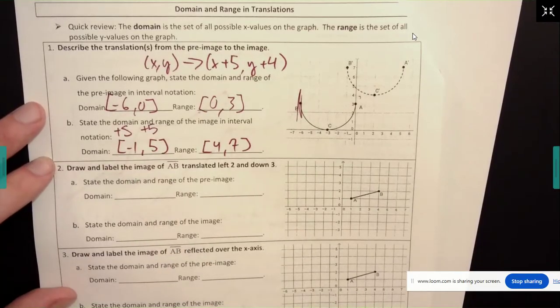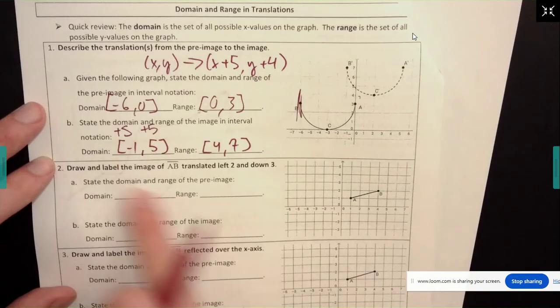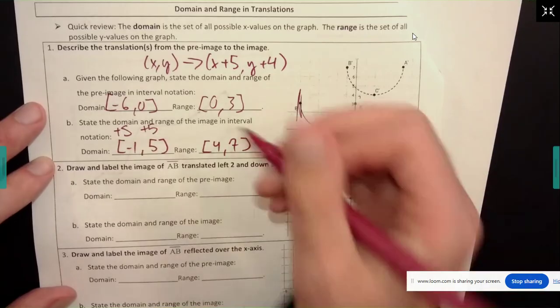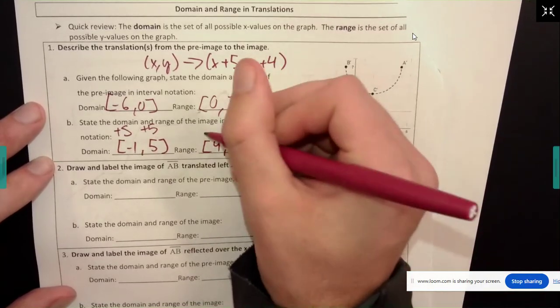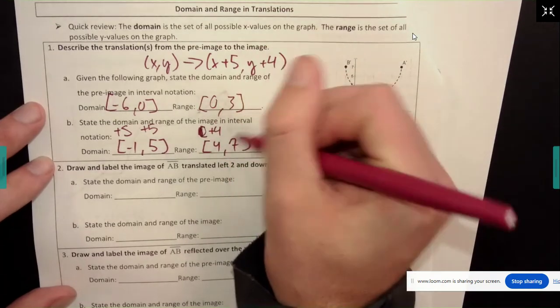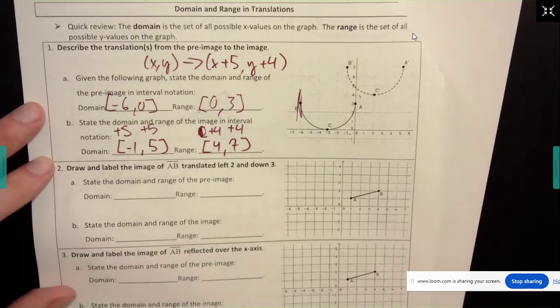We're able to apply these transformation rules to my range and domain to find out what it looks like. We went up 4, so we're adding 4 to the y value. If I add 4 to 0, I get 4. If I add 4 to 3, I get 7.